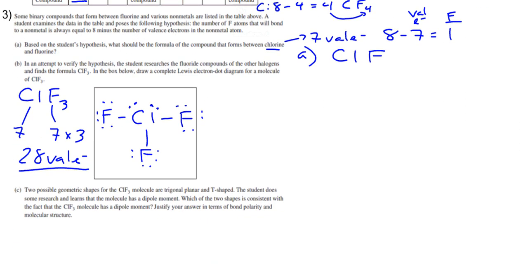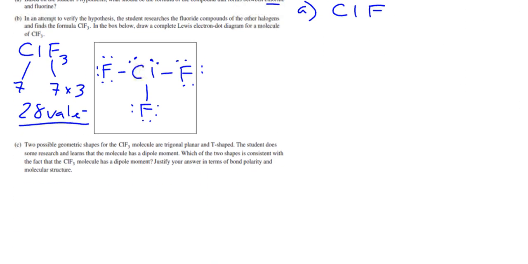Final part of this problem. Two possible geometric shapes for the ClF3 molecule are trigonal planar or T-shaped. The student does some research and learns that the molecule has a dipole moment. Talk about that. Which of the two shapes is consistent with the fact that the ClF3 molecule has a dipole moment? Justify your answer in terms of the bond polarity and molecular structure. It can be worded in 1,000 ways, but this is a really important question because it will always be asked.